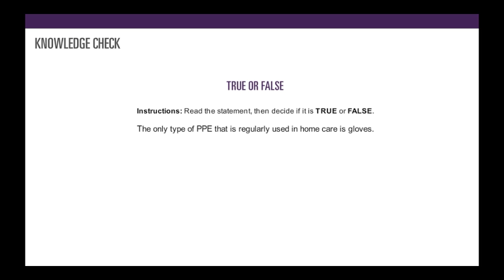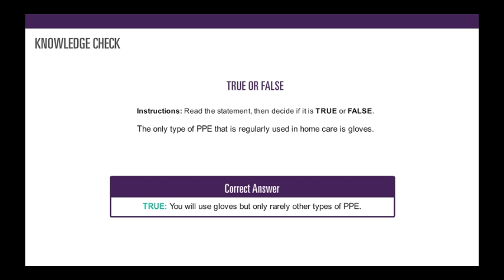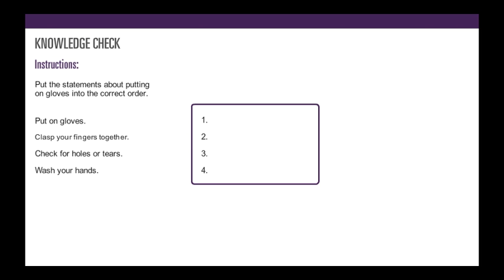Read the statement, then decide if it is true or false. If you need more time to complete the activity, make sure to press the pause button before time runs out. Put the statements about putting on gloves into the correct order. If you need more time, press the pause button before time runs out.